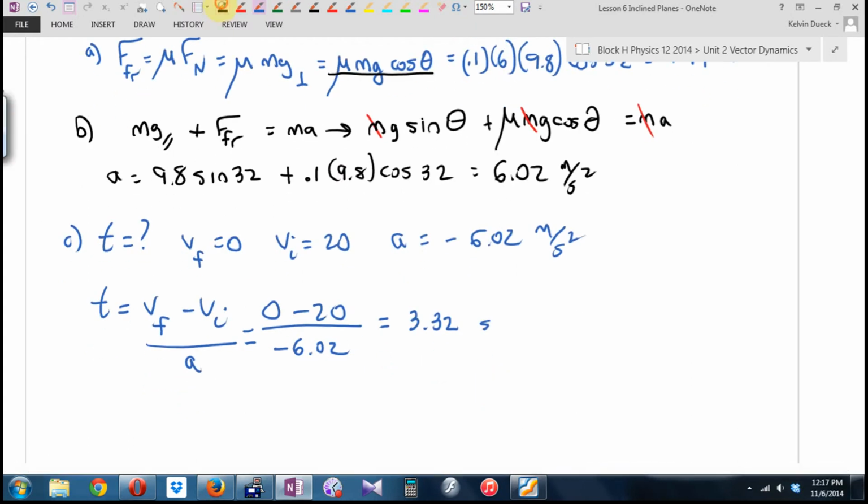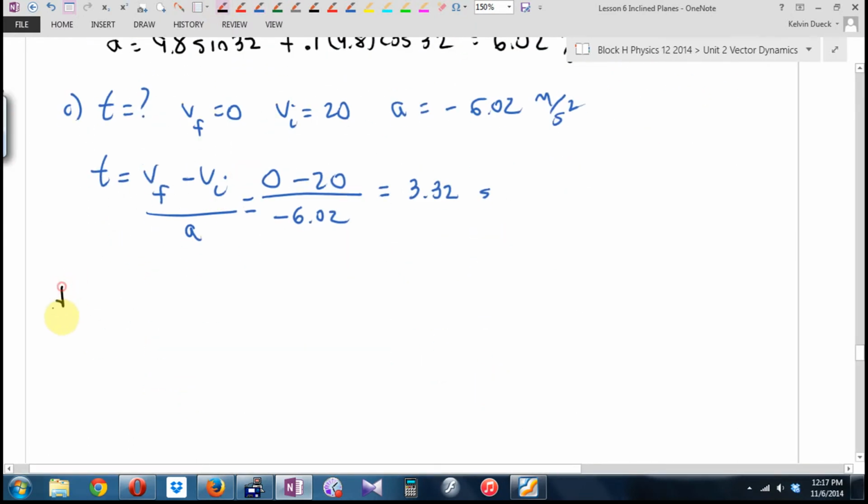D. What D? Oh, D was asking me to find D. Okay, the displacement. How far up the ramp will it travel? What equation can I go with here? So I can go with D equals VIT plus a half AT squared.